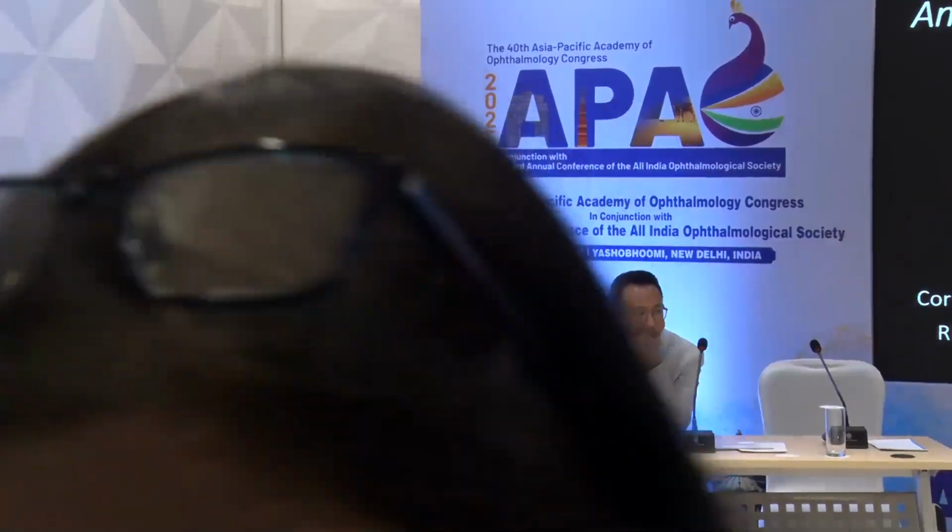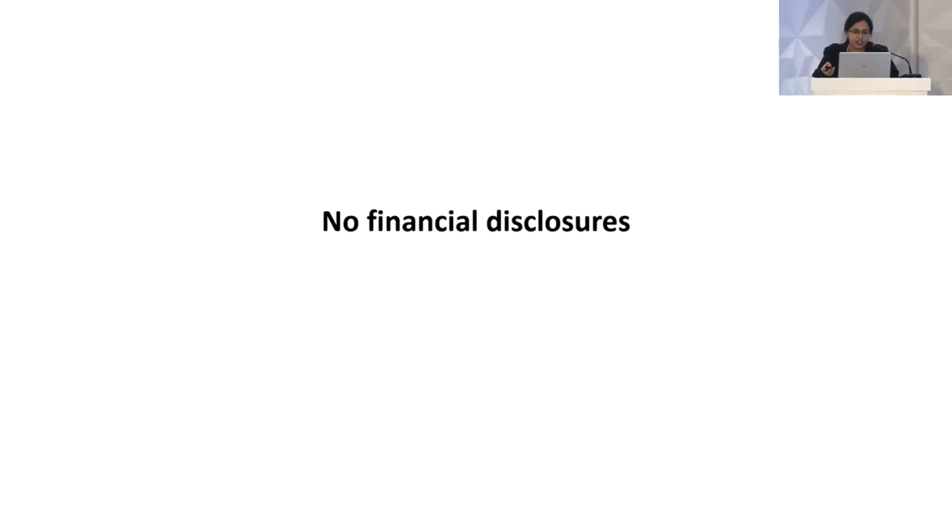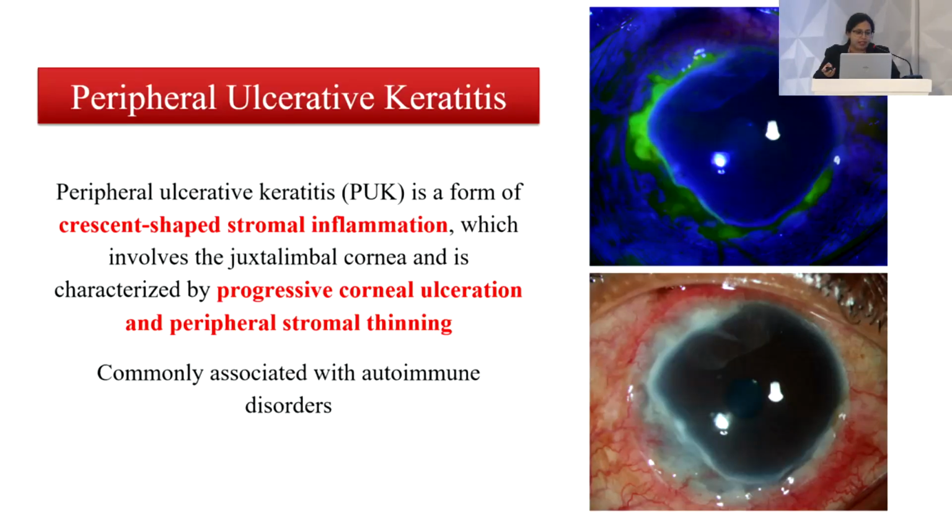A very good afternoon to all of you. Peripheral ulcerative keratitis can be relatively challenging to manage, and I'll take you through an algorithmic approach to clinical diagnosis and investigations. At the outset, there are no financial disclosures. We all know that peripheral ulcerative keratitis is a form of crescent shaped stromal inflammation which involves the juxtalimbal cornea and is characterized by progressive corneal ulceration and peripheral stromal thinning. What is unique about this entity is that it is commonly associated with autoimmune disorders. So, whenever we see a case of PUK, an underlying systemic disorder does come to mind.